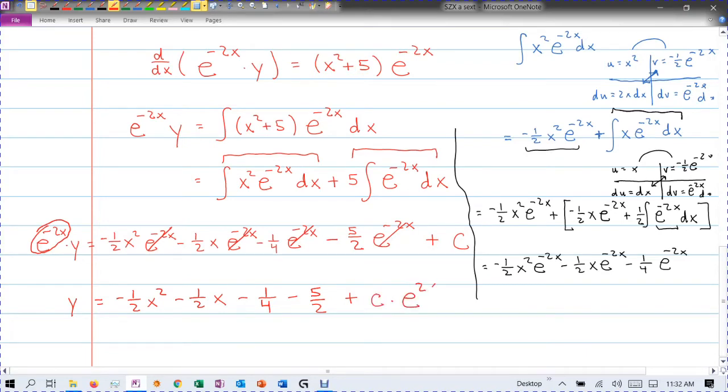so it's going to be the constant times e to the positive 2x. And these two right here can come together. That's minus 6/2, or sorry, no, I need a common denominator. So 4 here, 10 here, so minus 11/4. So all of that's going to come minus 11/4. Alright, let's check this. Negative 1/2 x squared minus 1/2 x minus 11/4 plus c times e to the 2x. There we go.